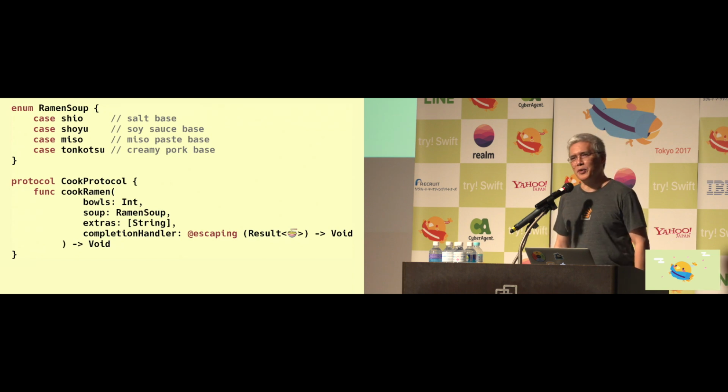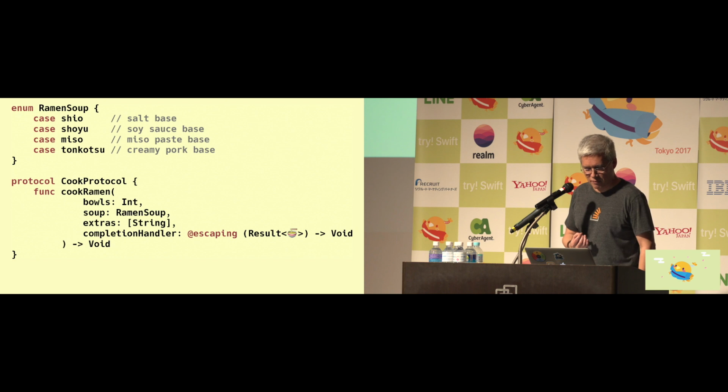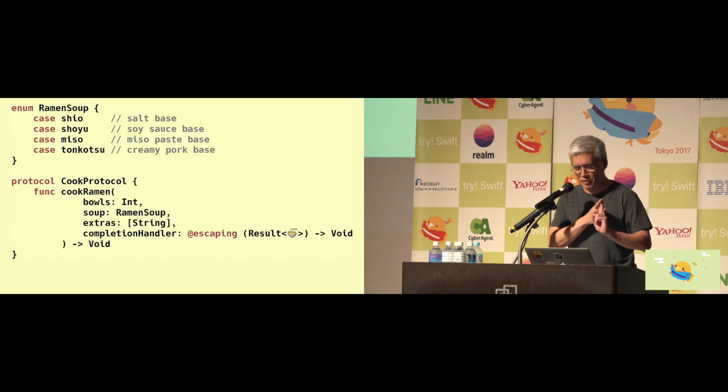So let's talk more about cooking. Let's say we have a protocol with a method to cook ramen. We can specify the number of bowls we want. We can specify the type of soup from the ramen soup enumeration. We can have extras or toppings. Since cooking takes time, we would normally have a completion handler, but that gets complicated for our example, so let's forget about that for today.